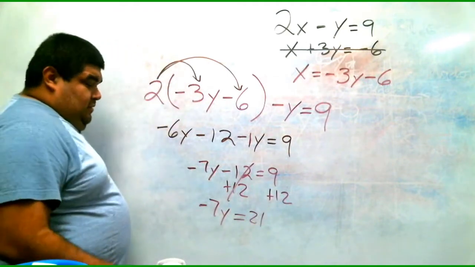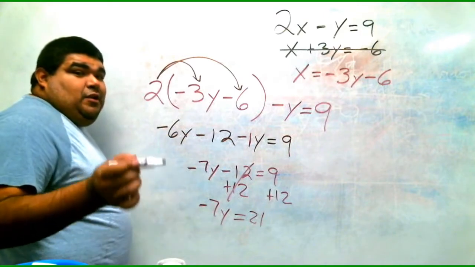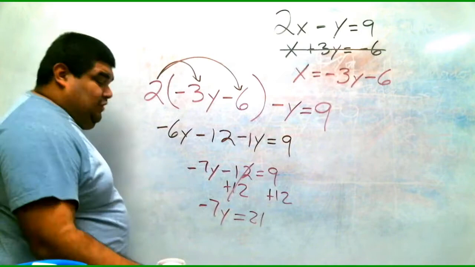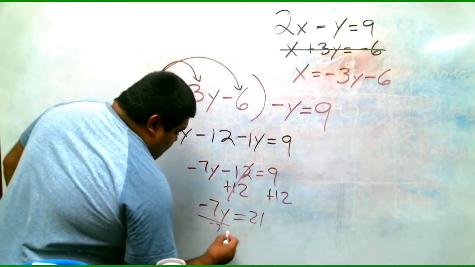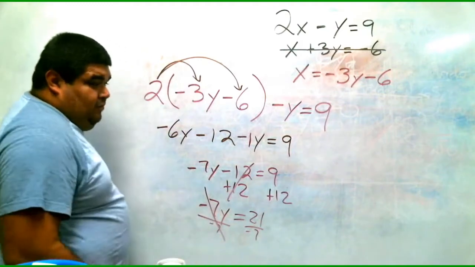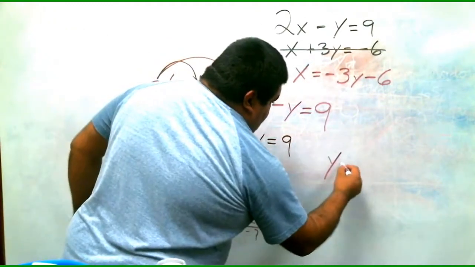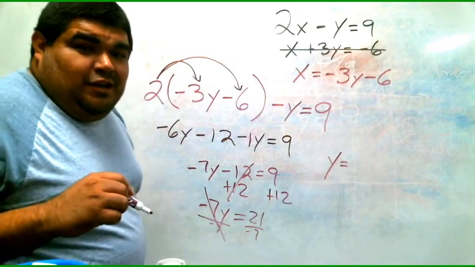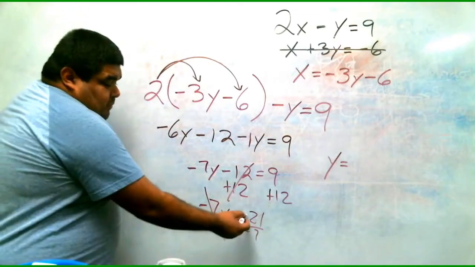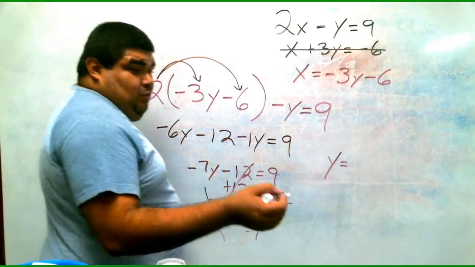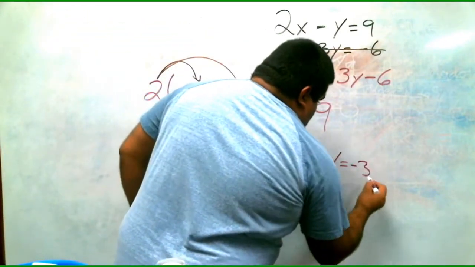Okay. We're almost done. Now we have to get rid of the negative 7 that is being multiplied. So the opposite of multiplication is division. So we divide by negative 7. Cancels out, right? We're left with y equals 7 can go into 21 3 times, right? Notice that one's positive, one's negative, so your answer is negative. That's the rule. So negative 3.